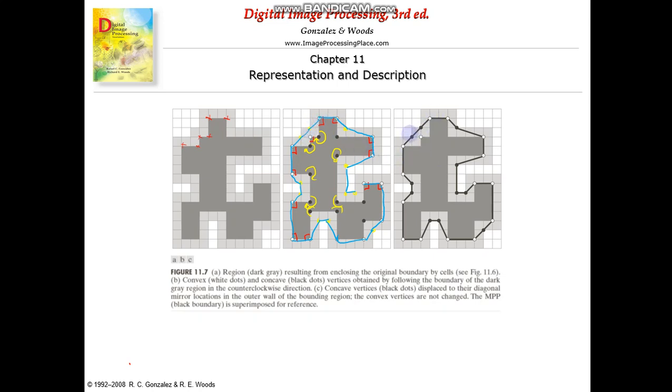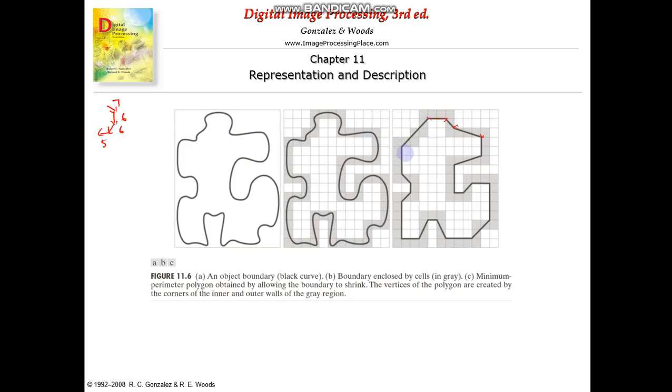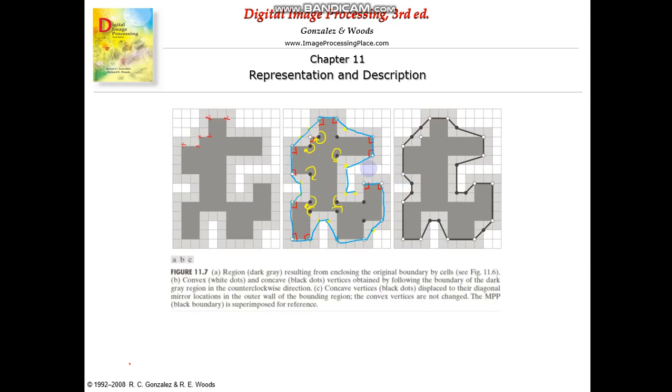So this is the same shape we got when we allowed the rubber band to shrink. So this is how to get the polygonal approximation of a boundary-like structure. This is the output. The minimum perimeter polygon approximation algorithm works like this.